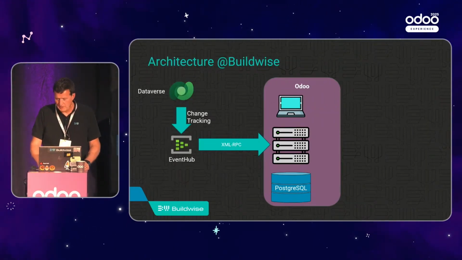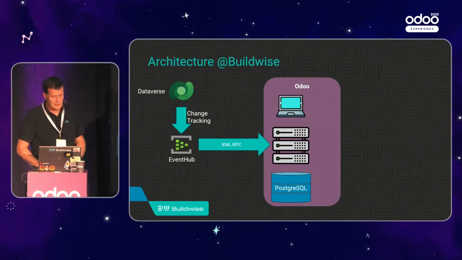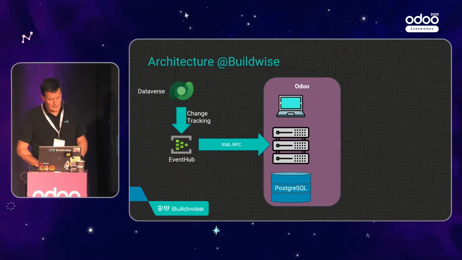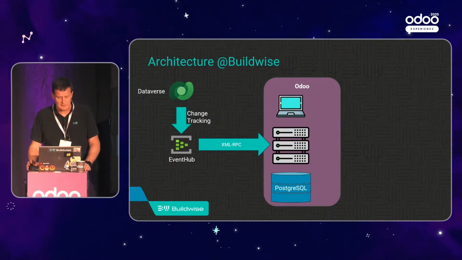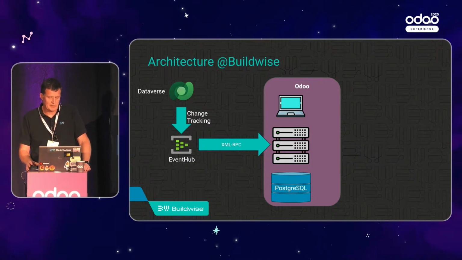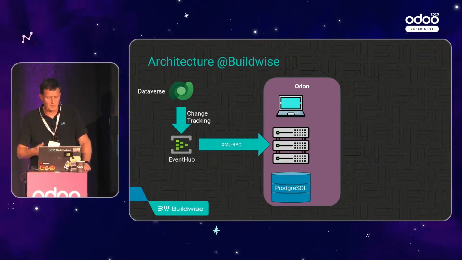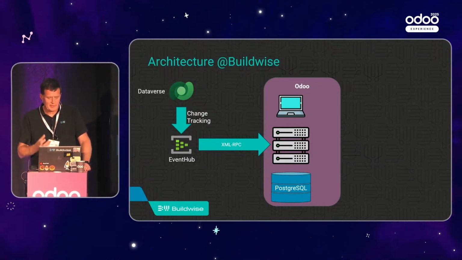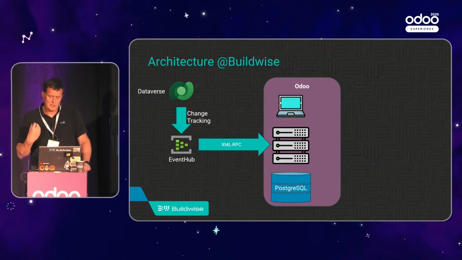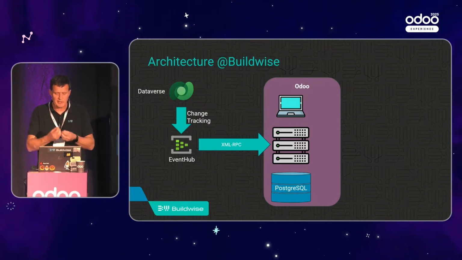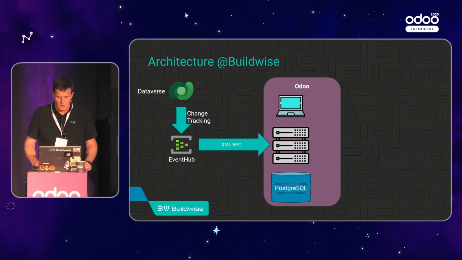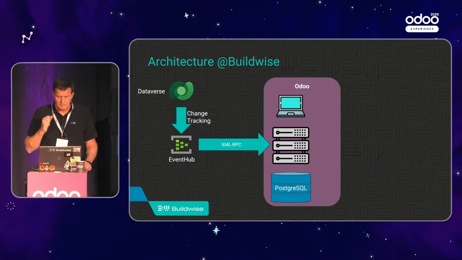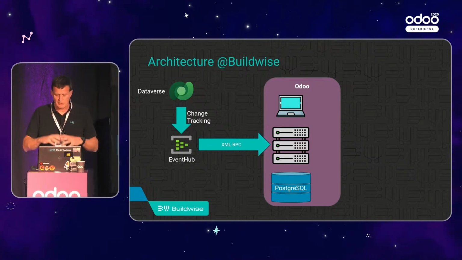So, at Buildwise, what have we done? On one hand, we have Dataverse, which is the database that contains master data for customers, subscriptions, contacts, etc. In Dataverse, we have a system called change tracking. And the change tracking is basically we get a message when something changes in the database.